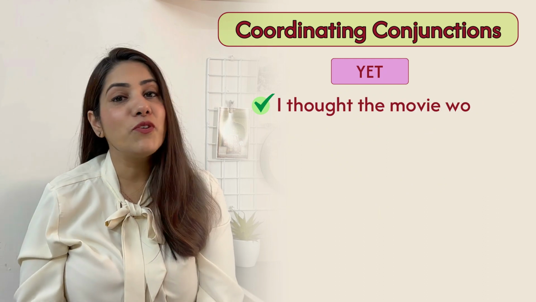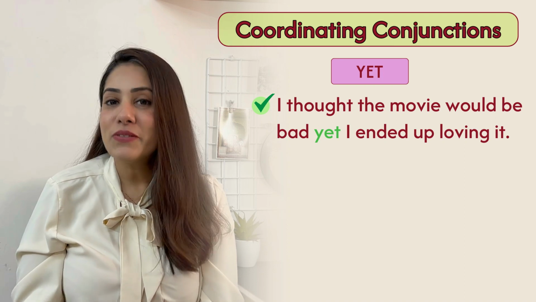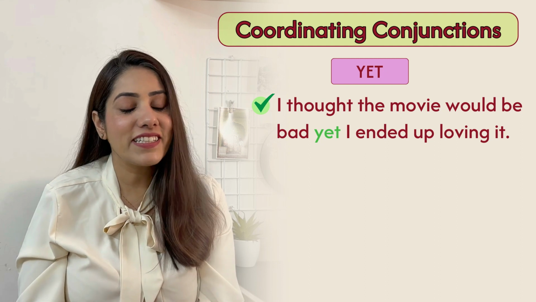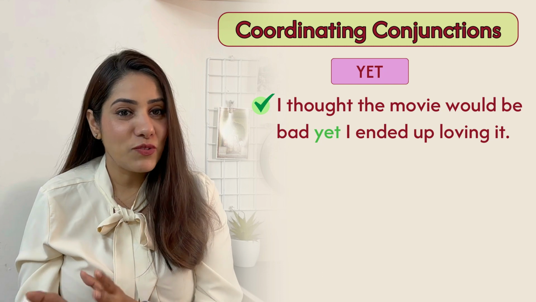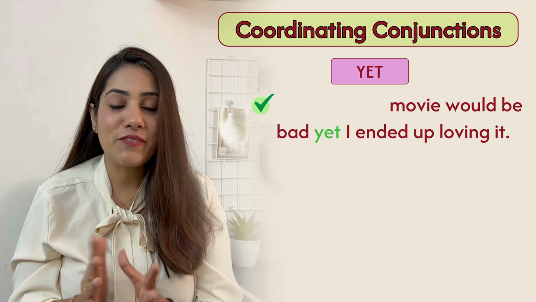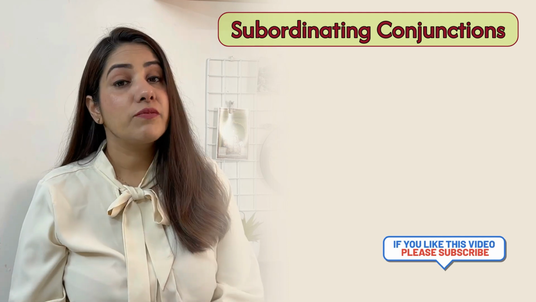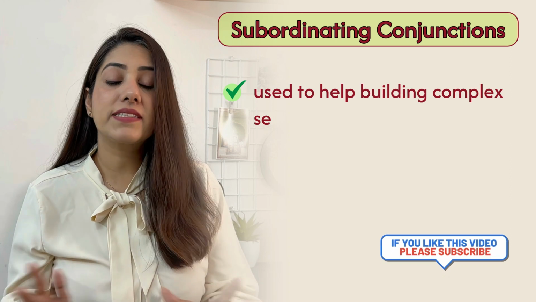I thought the movie would be bad, yet I ended up loving it. So if you thought the movie would be bad, you should not have liked it. Forget love. But the idea here is contrasting, that you ended up loving it. Now moving on to subordinating conjunctions. These conjunctions are used to help in building complex sentences.